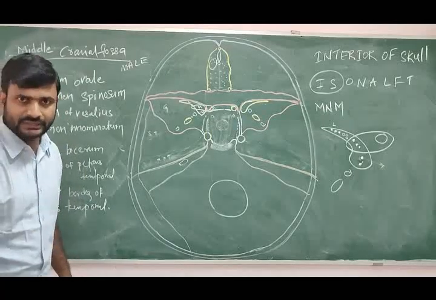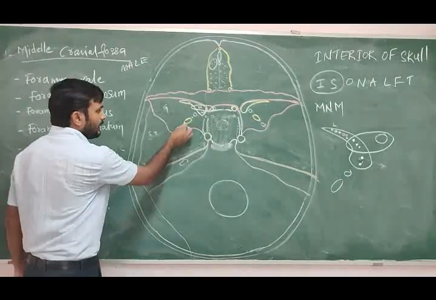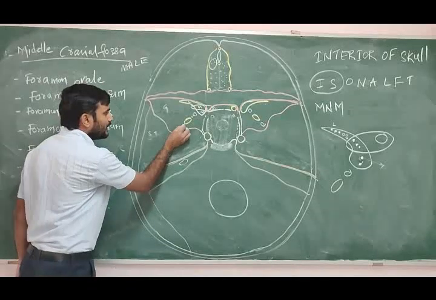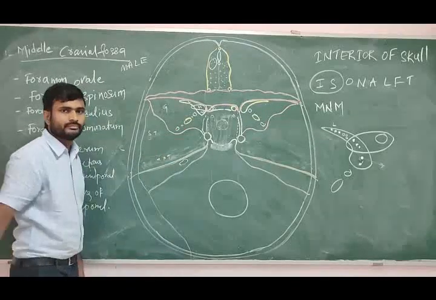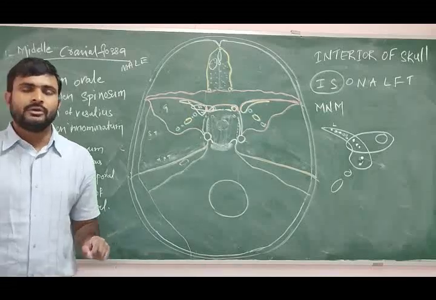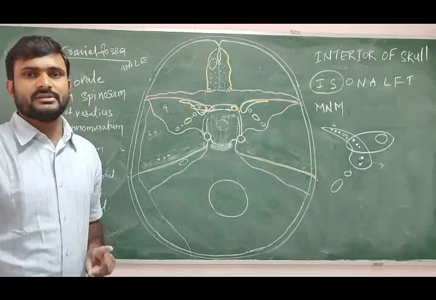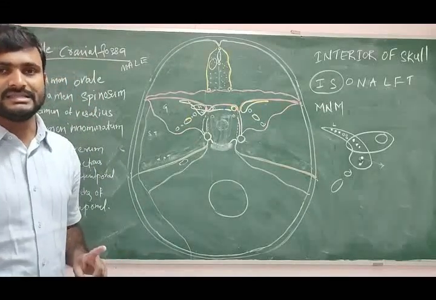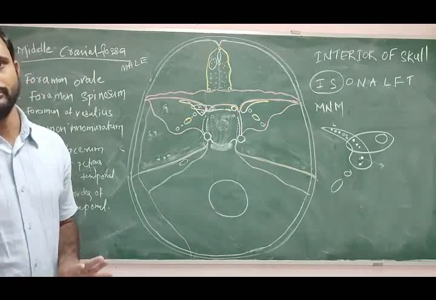If it is present, it is present between the foramen ovale and the foramen spinosum. In this one, only one nerve passes. That nerve is called the lesser petrosal nerve.